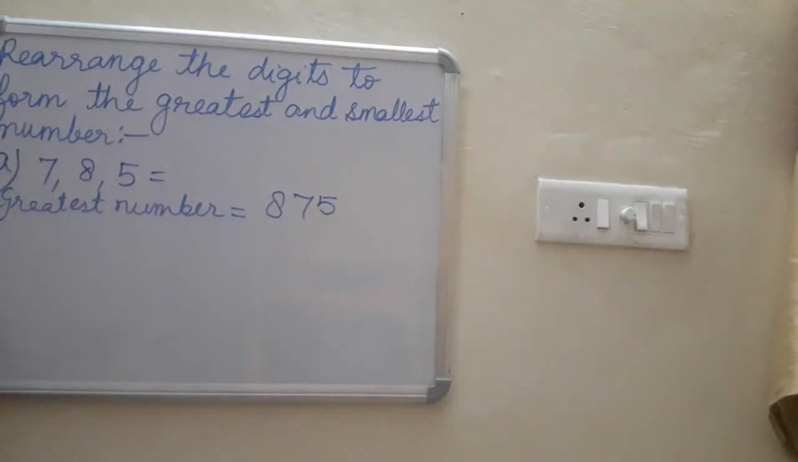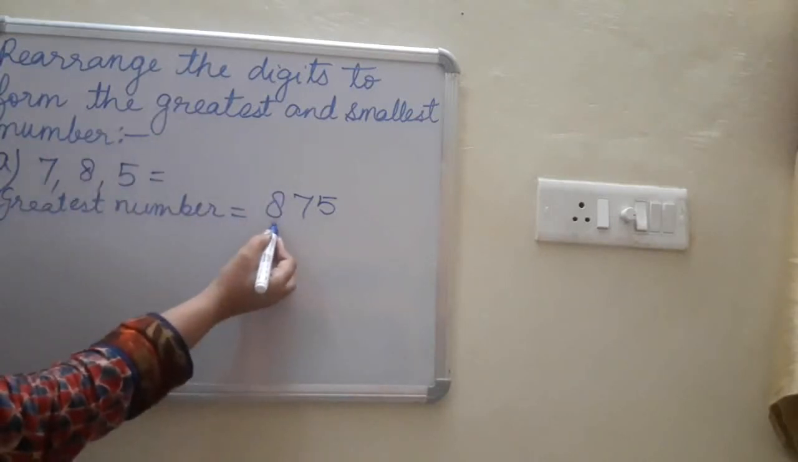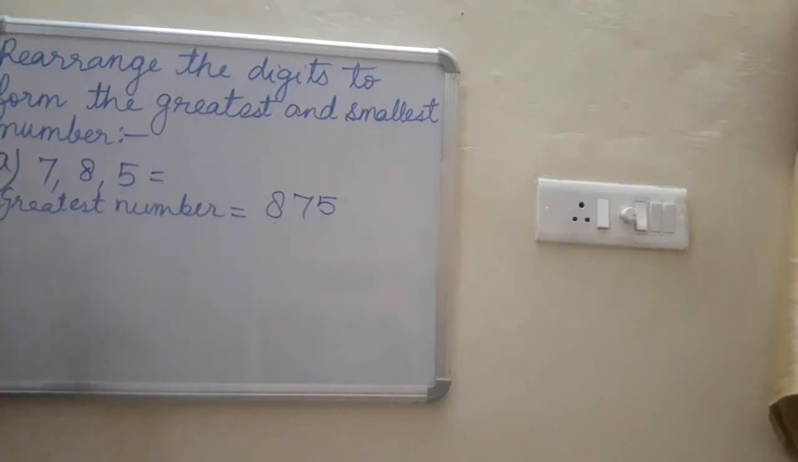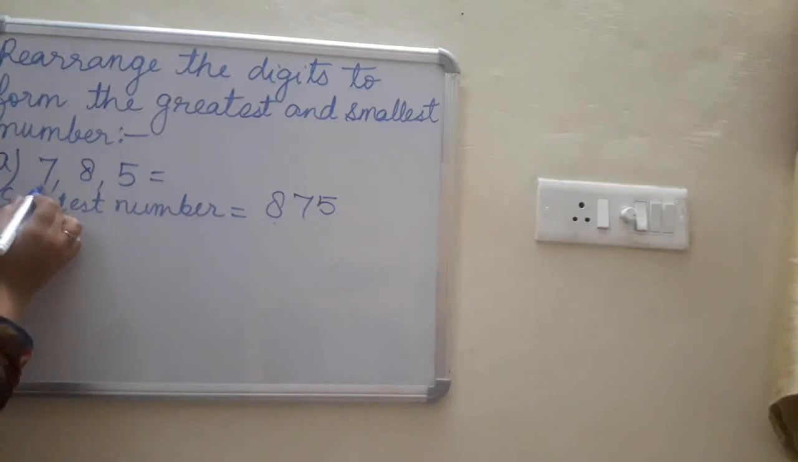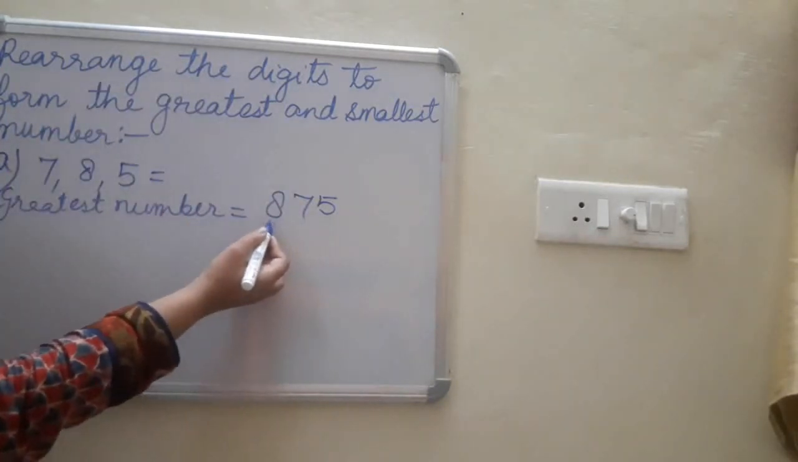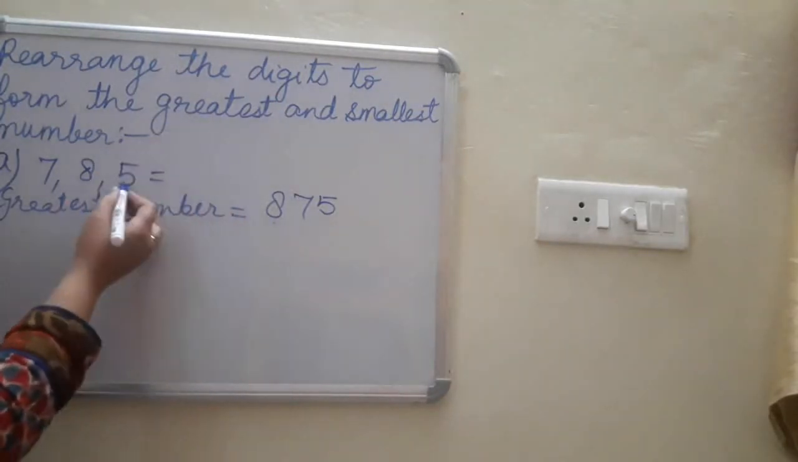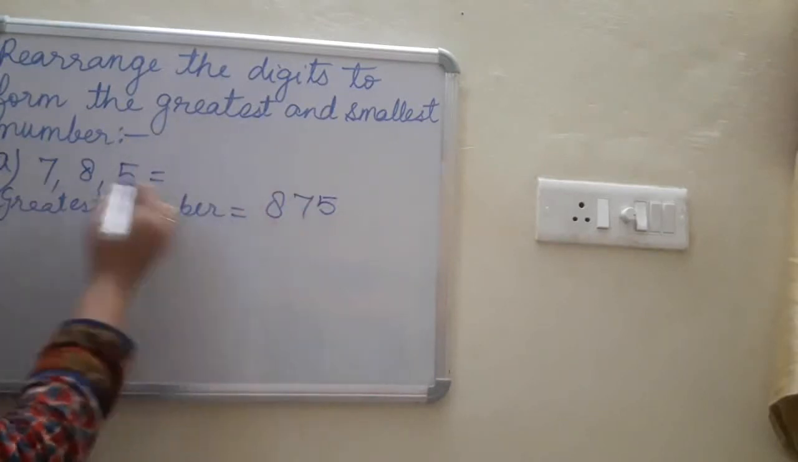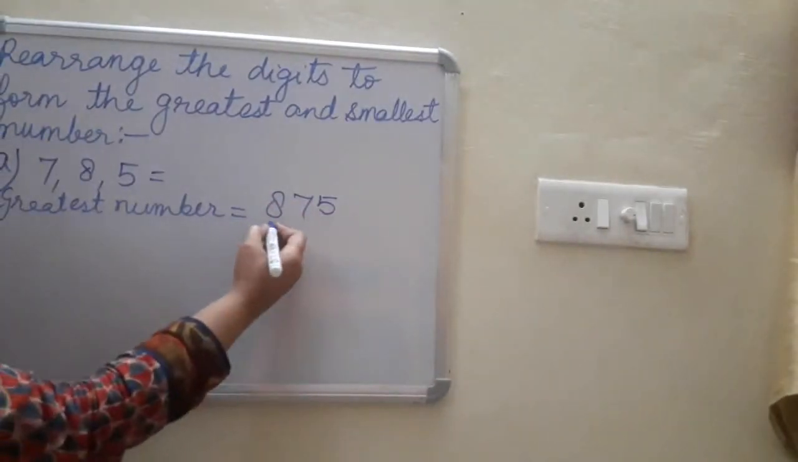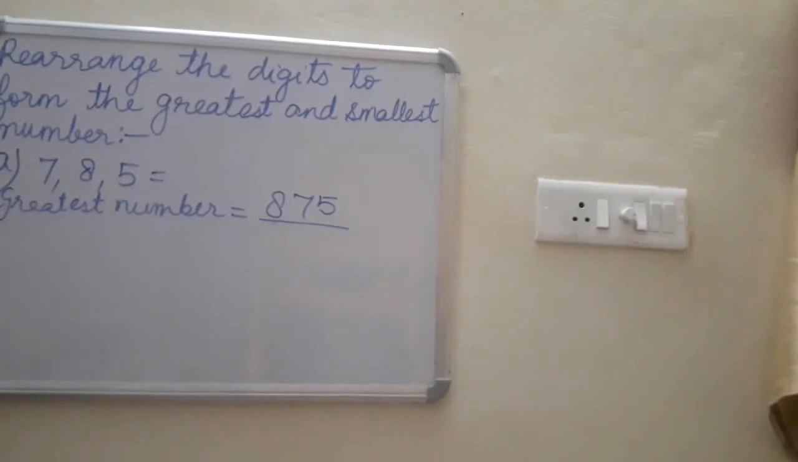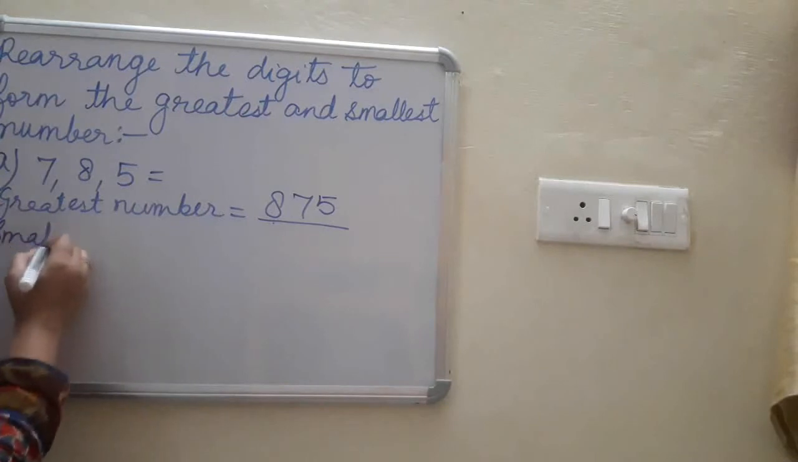So children, what did we do? First of all, we took the number which is the greatest. We put it at the first place. Then next we took the number which is just smaller than the greatest number, that is, we took 7. 7 is just smaller than digit 8. Next we took 5 because we are left with only one digit. So we put 5. So using these 3 digits, we have arranged them in such a way that we have got the greatest number. Okay. Now we will see how to form the smallest number.